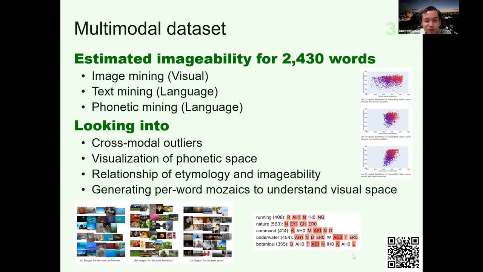You can download it from this QR code if you're interested. We estimated the image weight of 2,413 words. Those are not necessarily in the dictionaries. Those are only calculated by us. So we used image mining, text mining, phonetic mining, and just compared how they can estimate the image weight in a different way. So we can analyze the results. We basically looked into the cross-modal outliers and visualized the phonetic space, and did all sorts of analysis like this. There is also an interface to browse all this information.